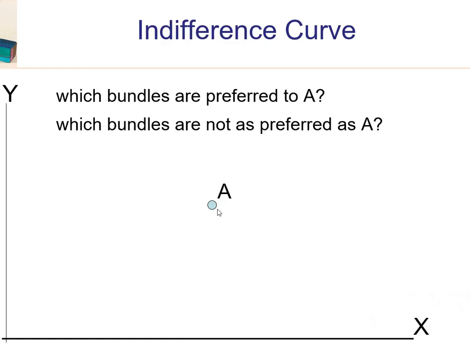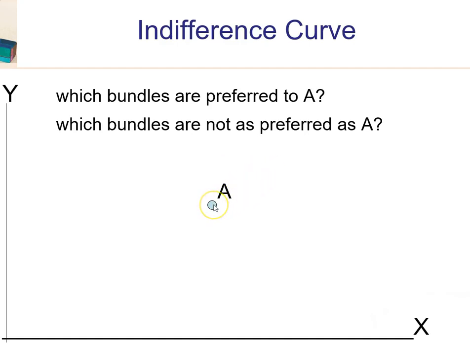Well, by the more is better assumption, any bundle that lies to the north of A or any bundle that lies to the east of A will be preferred. And more generally then, any bundle that lies to the northeast will be preferred. Why? Because it gets you more of either one or both of these goods.